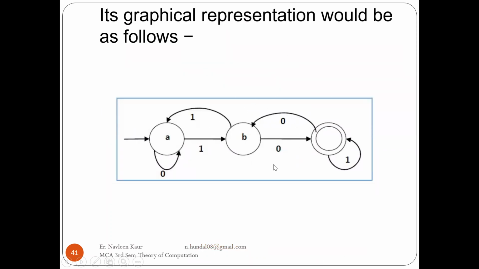Okay, I'm telling you that this is a transition diagram, that this is your finite automata, that this is your finite machine. You can also say that it is a state diagram, because from one state, on the basis of input, it is transiting from one state to another. There is a transition, there is a movement.